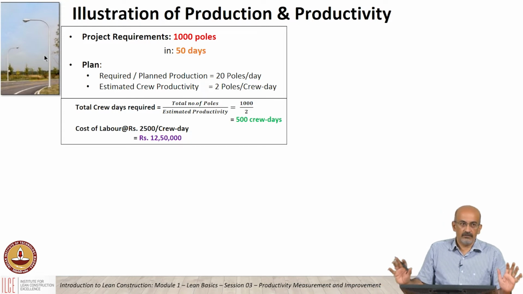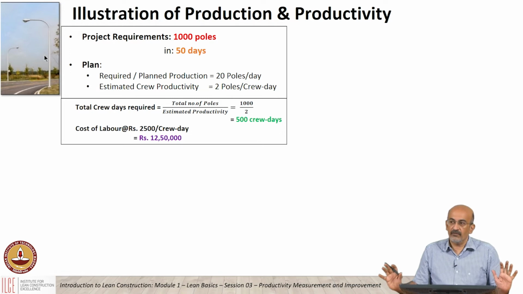That is the total number of crew days required. So if I have 500 crew, it means 1 day. It depends on how many people I can mobilize. And my cost of labor is given there. It is 2,500 rupees per crew day, working out to 12.5 lakhs as my total cost for labor.